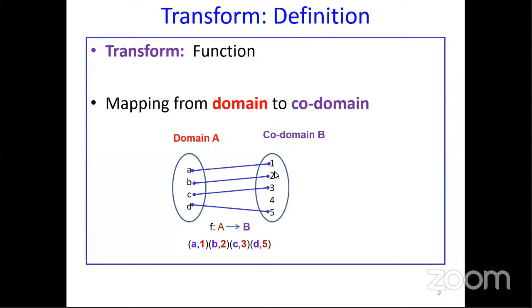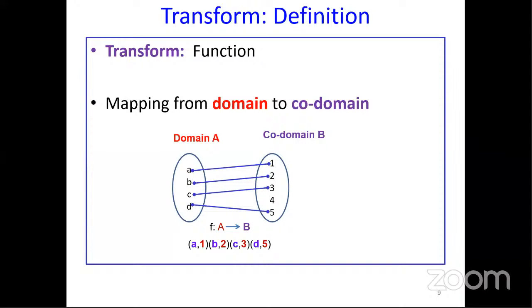So this function I can represent in the form of an ordered pair. So A is mapped to 1, hence A1. B is mapped to 2, so B2, C3 and D5. So this kind of an ordered pair, I can define this function. What is more important is no two elements in the codomain must be mapped to same element in the domain. So then it becomes a problem. So we cannot call it as a function.